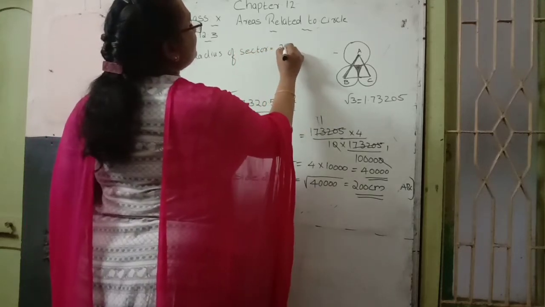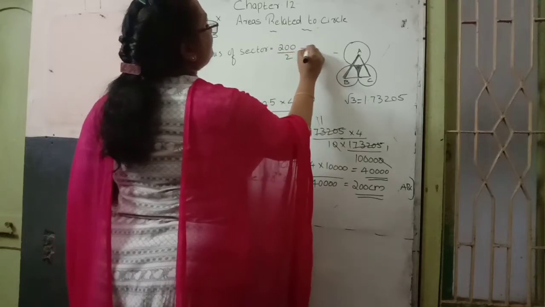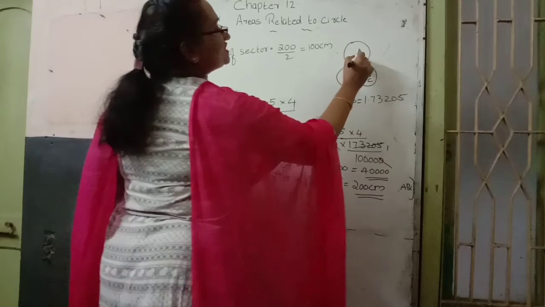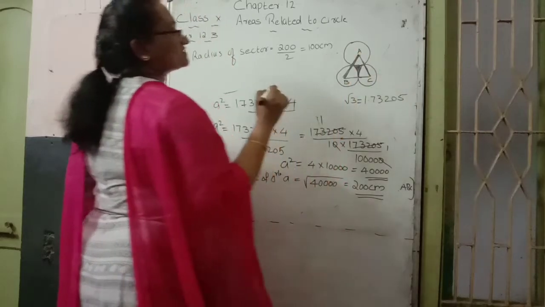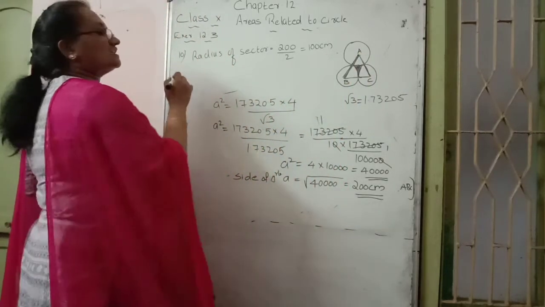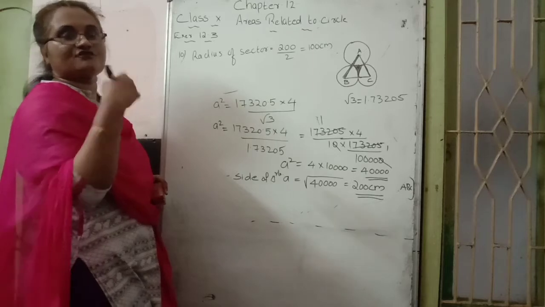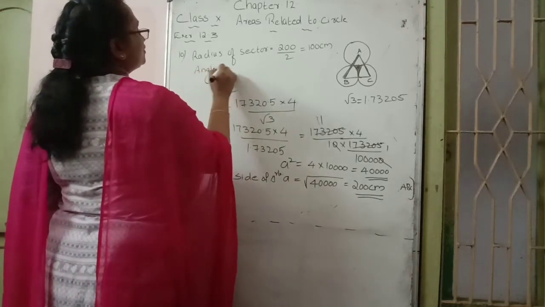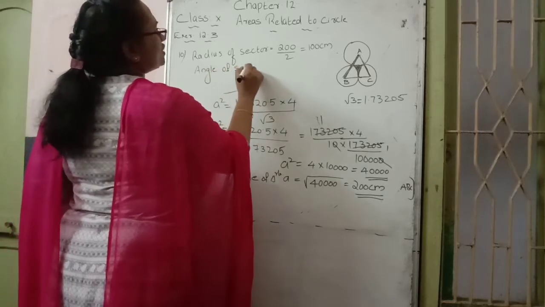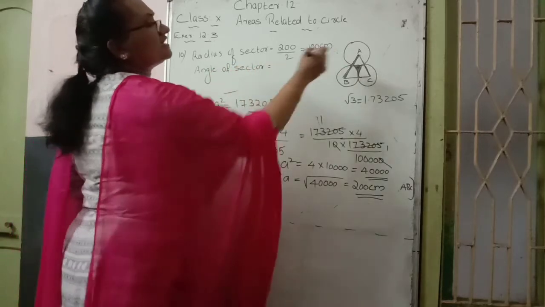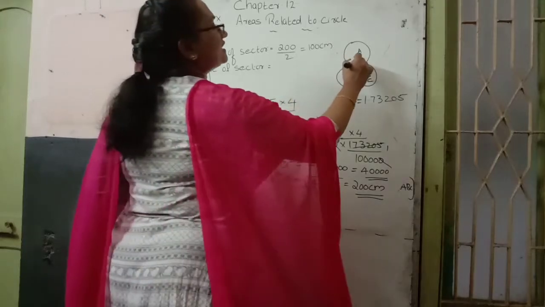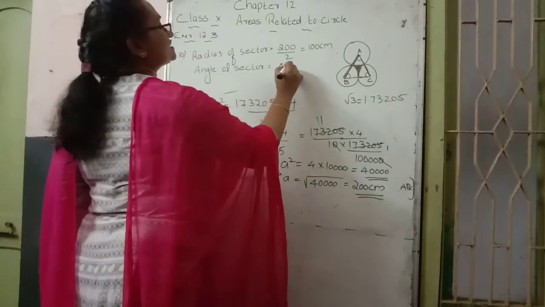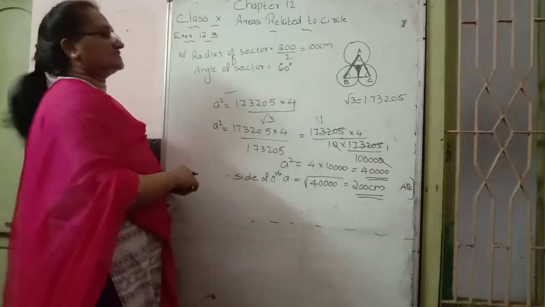Half of 200. Half of 200 becomes how much? 100 centimeter is the radius of this part. Radius comes as 100. Then the theta value, then only the area of a sector formula is applied. That means we want to find the angle of the sector. Angle of the sector is equal to how much? Equilateral triangle's speciality: each angle becomes how much degree? 60 degree. That's why the theta value is represented as 60 degree.